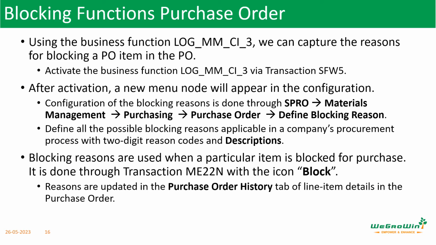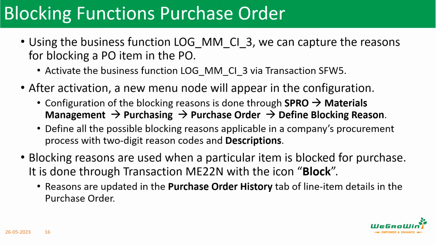Using the business function LOG_MM_CA_3, we can capture the reasons for blocking, because sometimes we need to block some items in the purchase orders. So those reasons we can enter. But if you go into the standard, we will not see the reason for blocking. Only blocking will be there. If you want to trigger those reasons, we have to use this function.